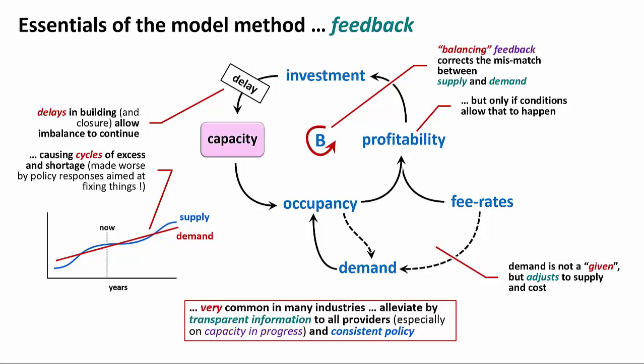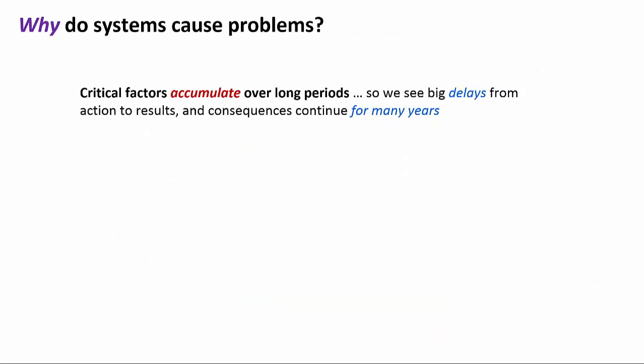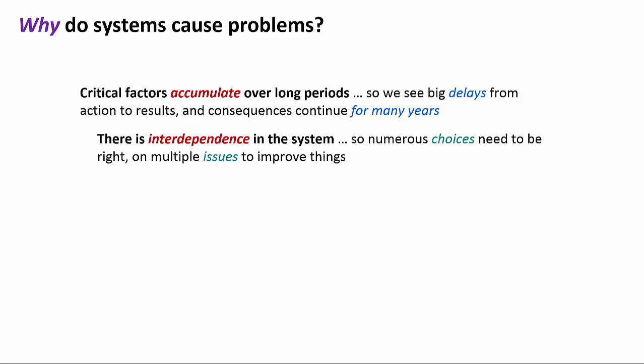So why do systems cause problems? Well, you have critical factors accumulating over long periods of time, and obviously in this case we've got very big factors that do that, like the long-term growth in numbers of people needing care, the long periods of time it takes to build capacity. There's interdependence in the system.